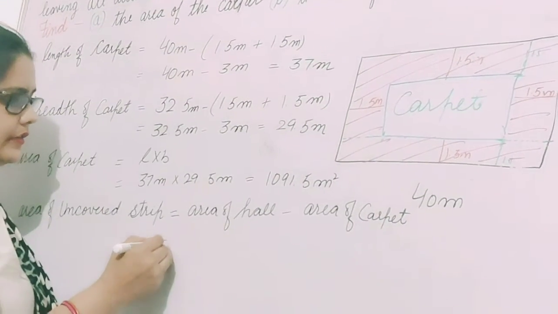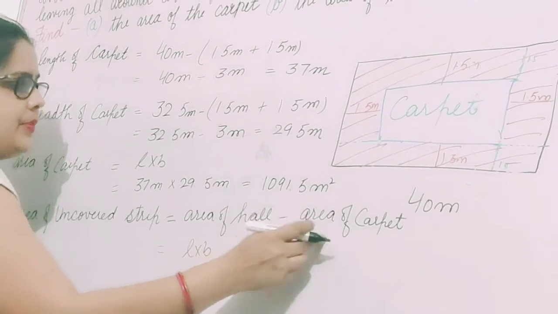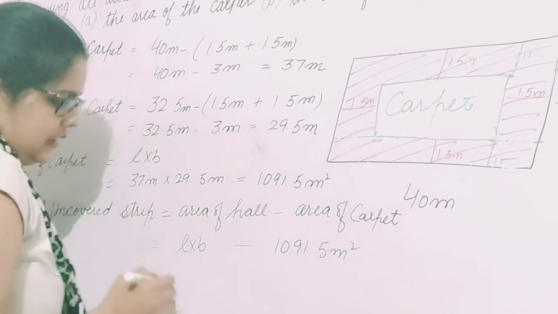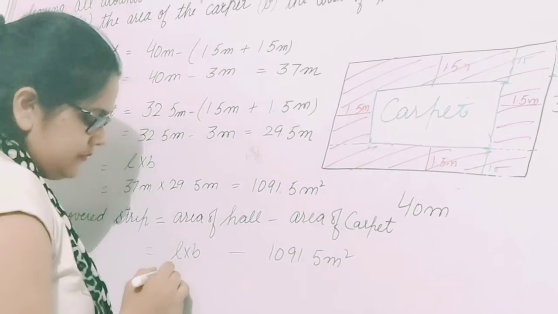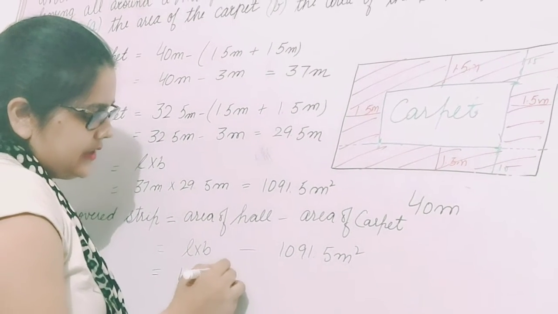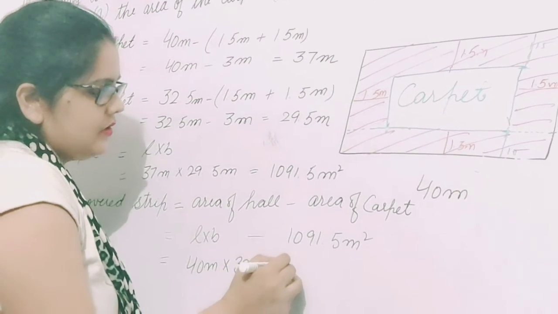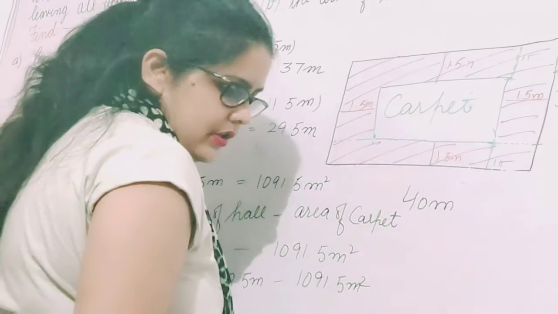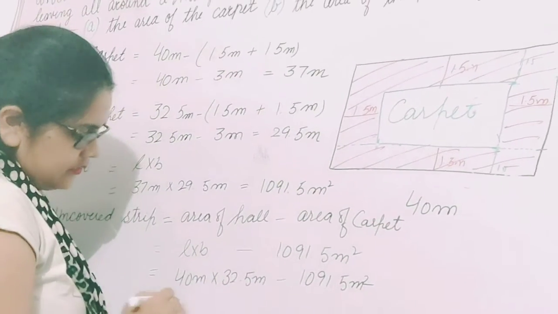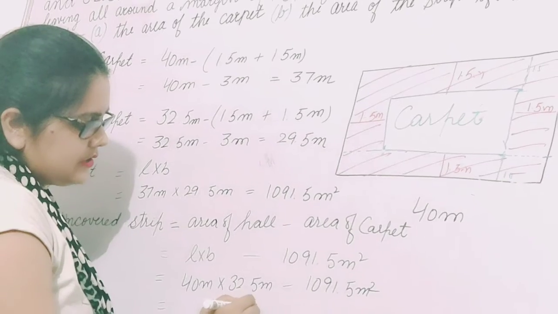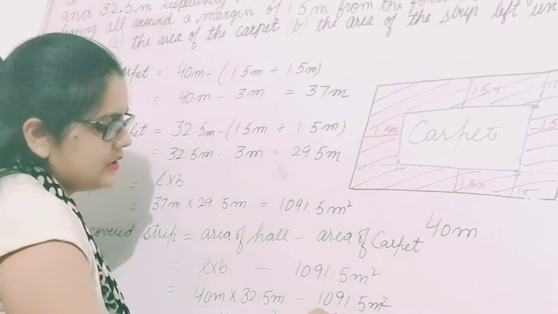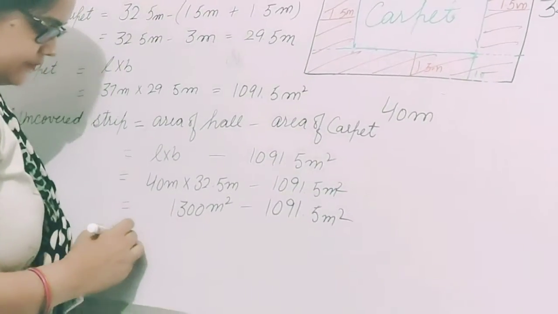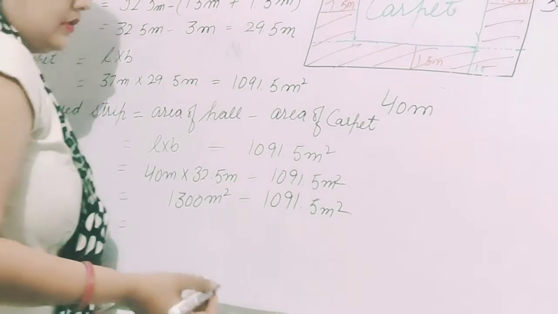Area of hall is what? Length into breadth. And area of carpet you have found out, 1091.5 meter square. Area of hall, length is 40 meter multiplied by 32.5 meter. This is the breadth of the hall. Now do multiplication, then you will get 1300 meter square minus 1091.5 meter square. And when you subtract this, you will get, do subtraction.